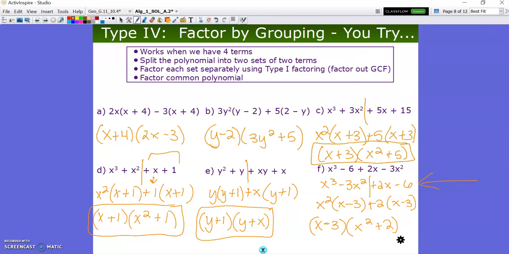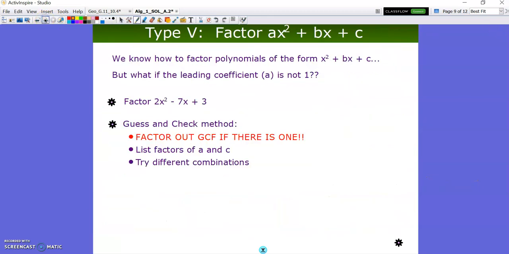And that is type 4 factoring. Check in on the next video for type 5 factoring. This is factoring a trinomial when our leading coefficient is not 1, because we've already learned what to do when it is 1. We'll have to learn what to do when it's not 1.